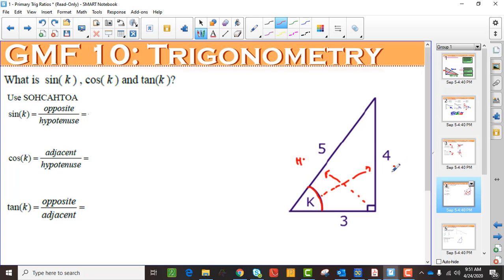And this is the opposite side, which leaves that to be the adjacent side. So now sine is opposite over hypotenuse. So 4 is the opposite side over the hypotenuse. Hypotenuse is 5, so the sine is 4/5. Cosine is adjacent over hypotenuse, so it's going to be 3 over 5. And opposite over adjacent is 4 over 3. So tangent is 4 over 3.